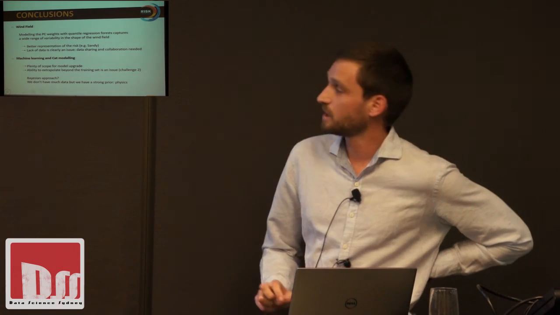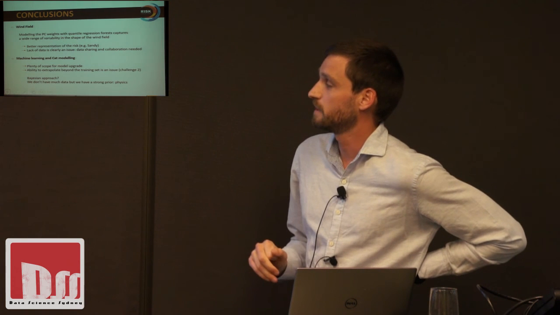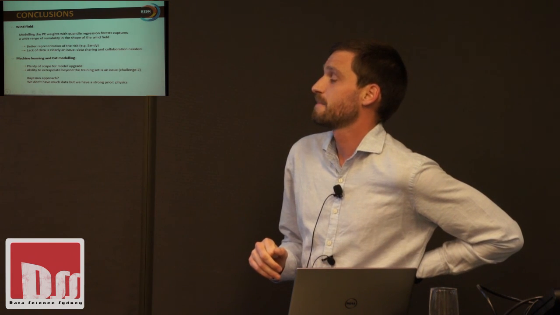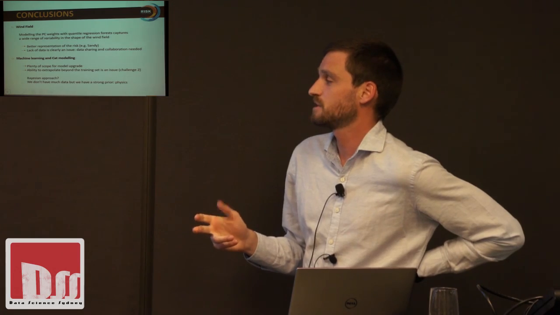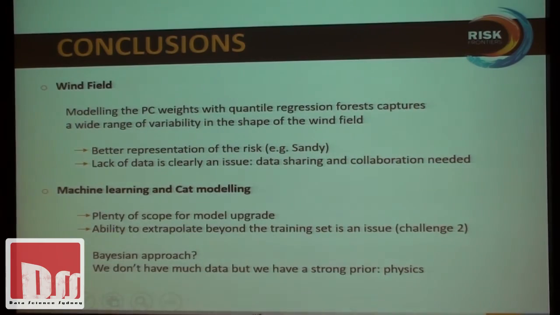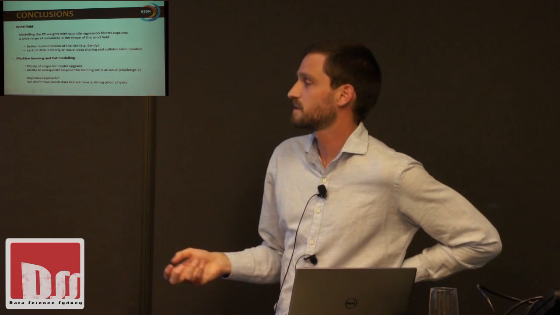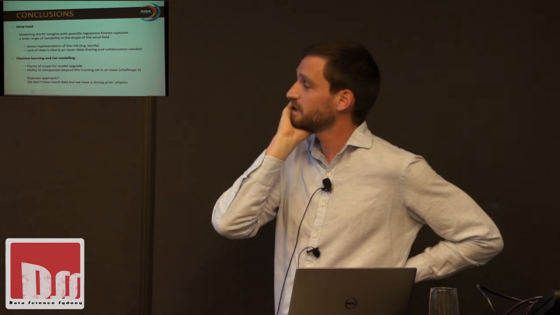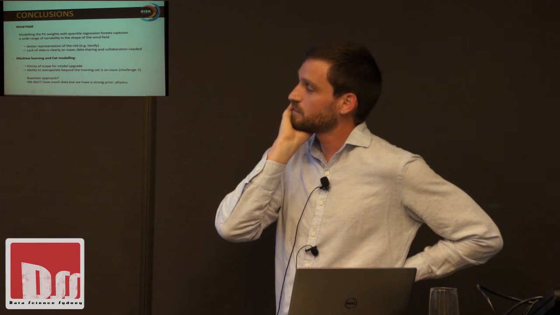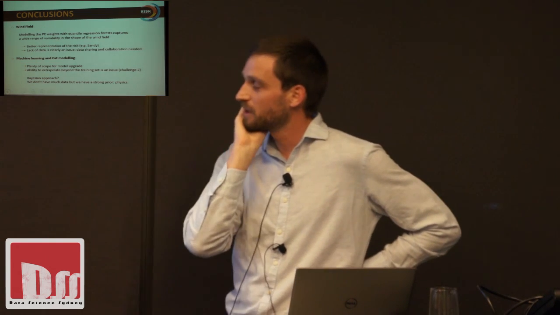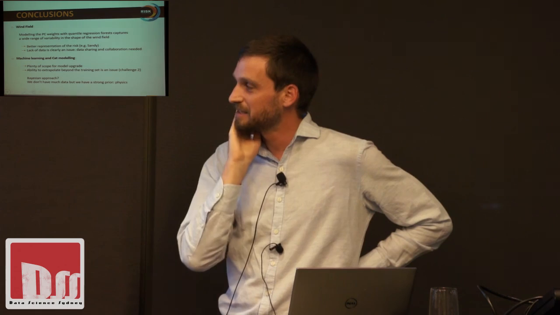In terms of machine learning, I think there's plenty of scope for model upgrades. But out of the challenges I listed, there's still one that will be a problem in many places in the model: the way we are simulating things, we want to extrapolate way beyond the training set. So we need to find a way to model differently, let's say. And I've put that as the end without necessarily understanding all of it, but Eugene's been saying that should be my homework for next year, so I think a Bayesian approach will be the way to go. Thank you very much.